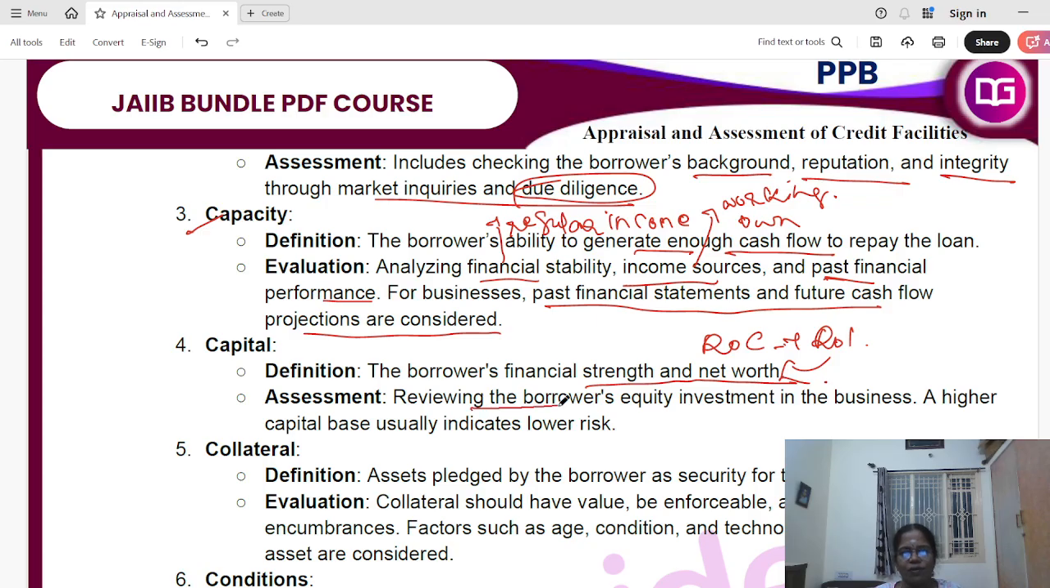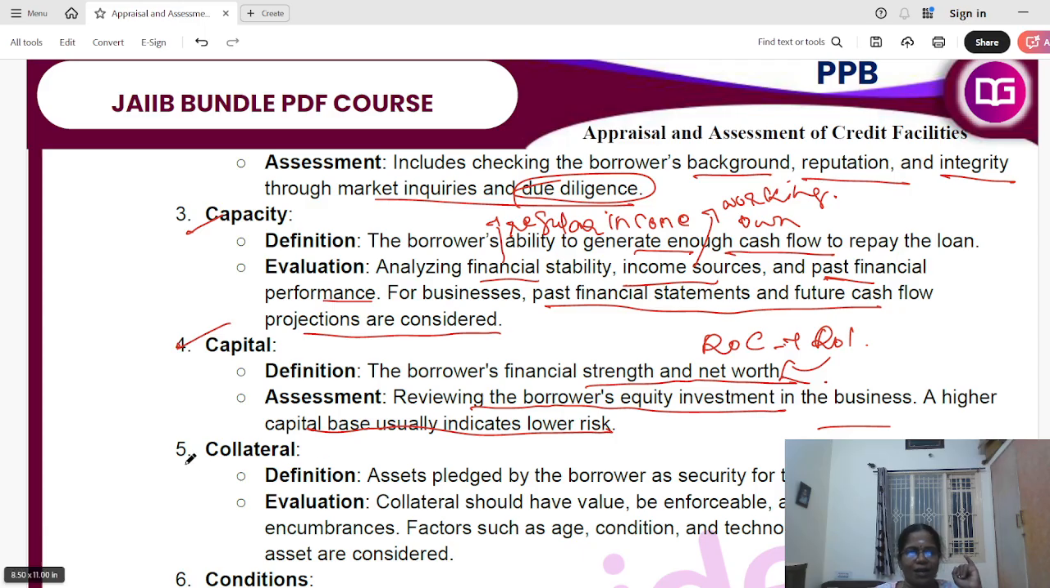The assessment involves reviewing the borrower's equity investment in the business. A higher capital base usually indicates lower risk. If the capital is huge, risk is low. If the capital is low but they have sanctioned a larger loan amount than the capital, then risk is high. So that is the capital.